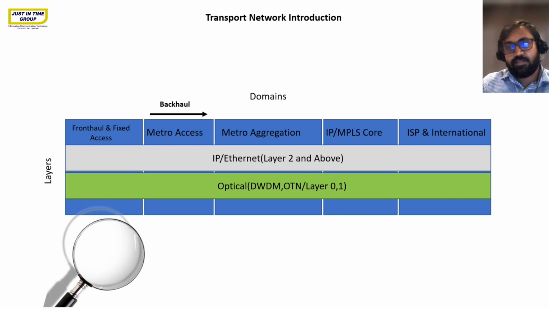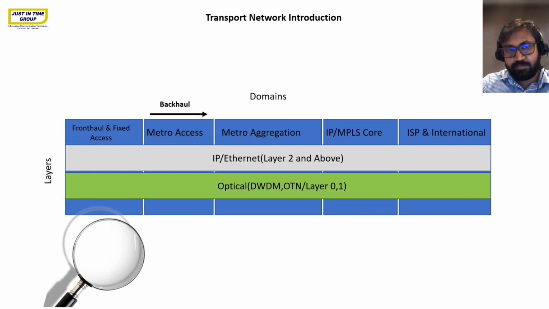Then in the middle, from the cellular tower towards the back end of the telco network, we can have metro access, then metro aggregation, the IP/MPLS core, and ISP and international networks may also have components of transport network. So those are the certain domains that you have to identify when you are analyzing a transport network.